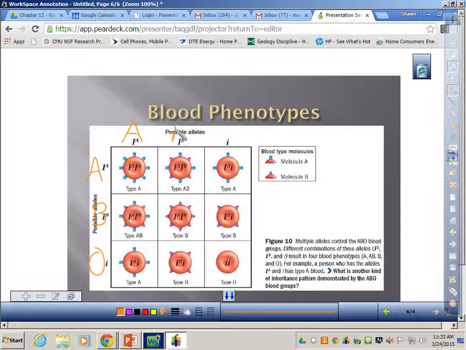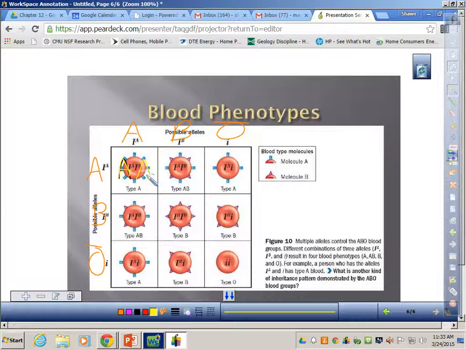So type A, type B, type O. O is recessive. A and B are both dominant. Okay? So therefore, when I bring 2 A's together, try a different color. That's an awful color.